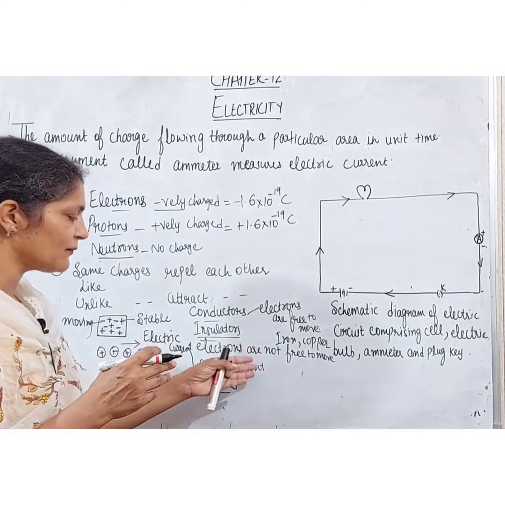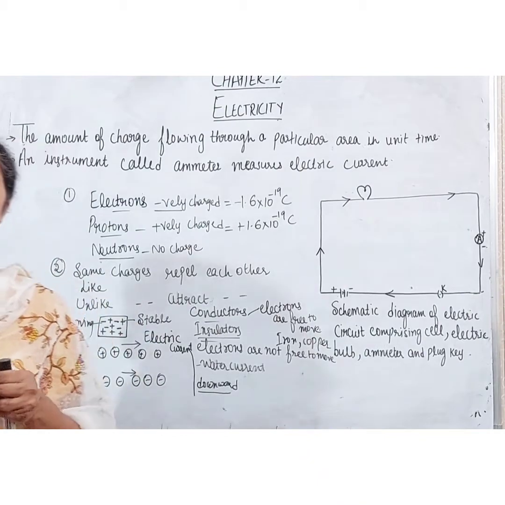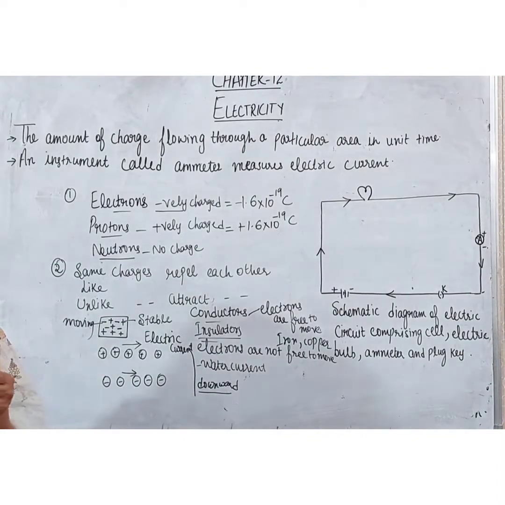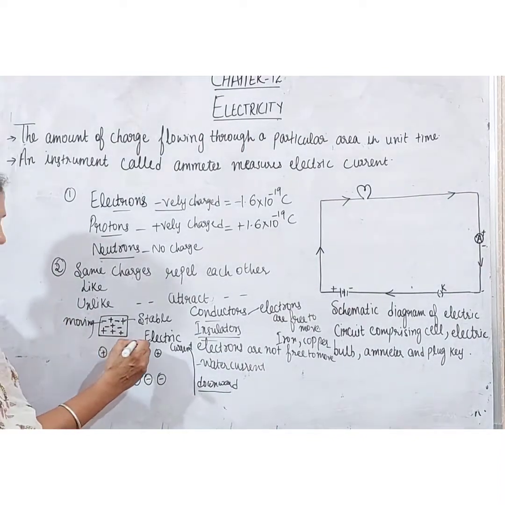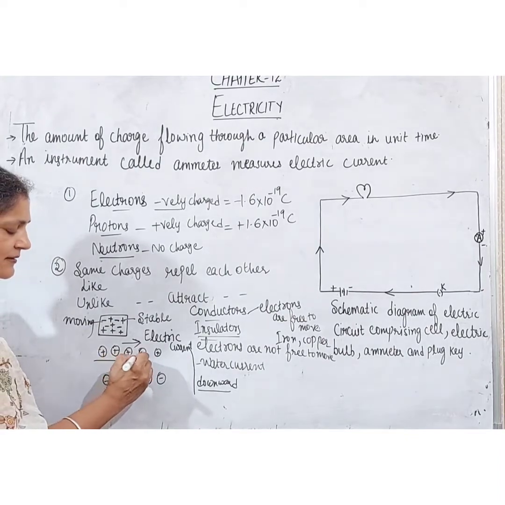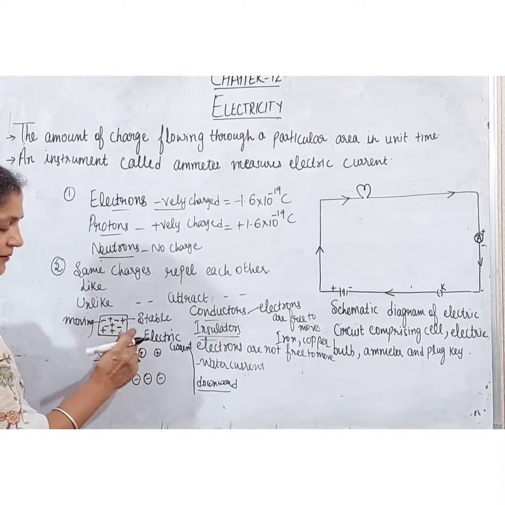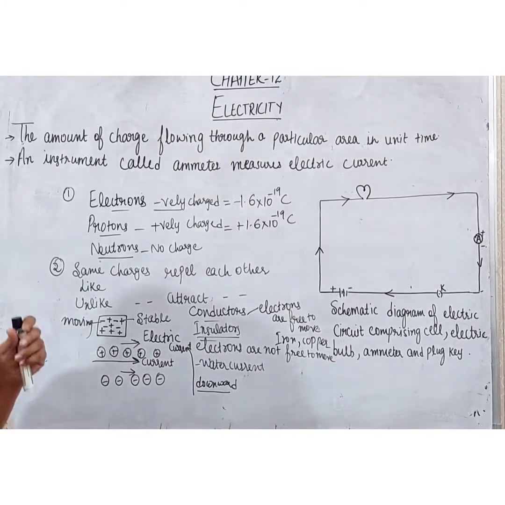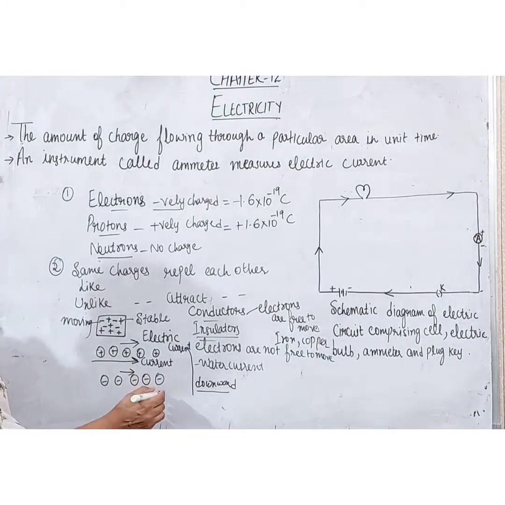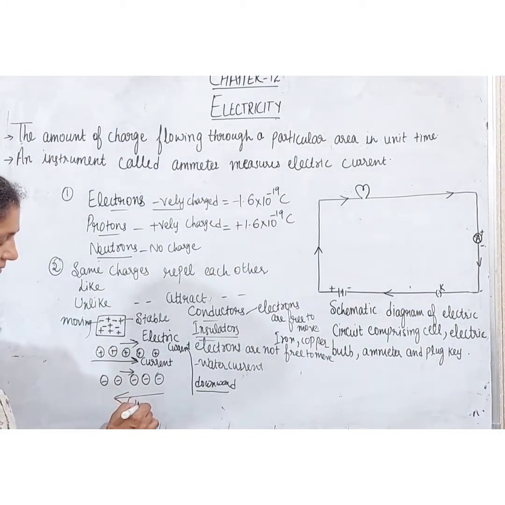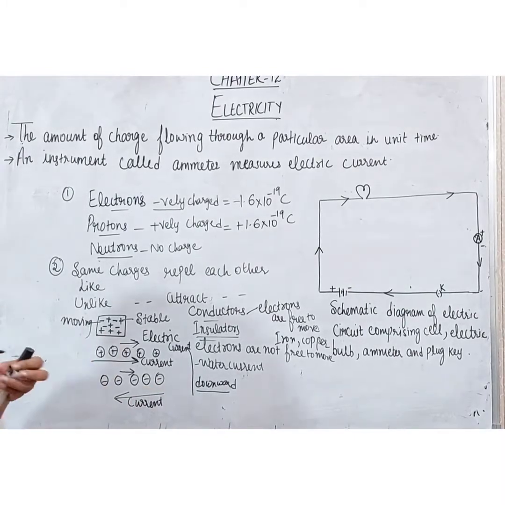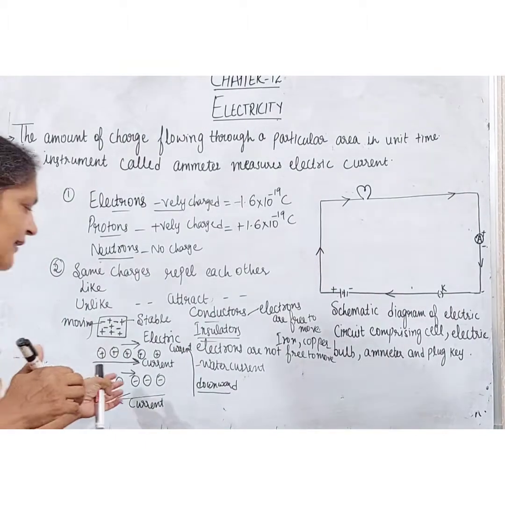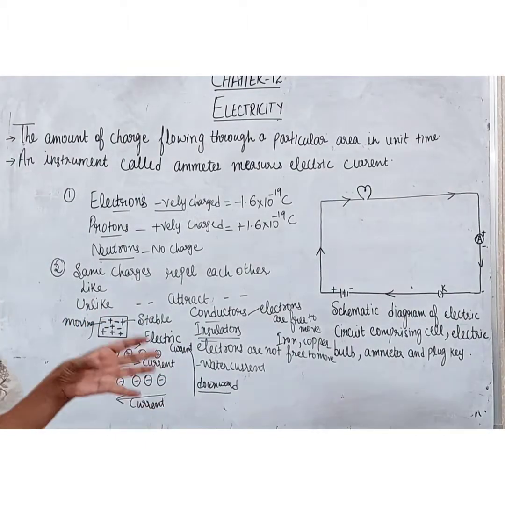As when water is flowing, we say it is producing water current, and when charges are flowing, they are producing electric current. Just remember one more thing, that when the positive charges are flowing, the current will be in the same direction, and if negative charges are flowing, the current will be in the opposite direction. Right, students?